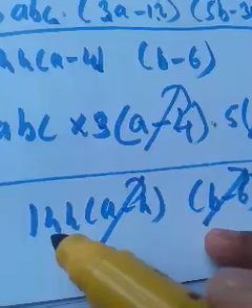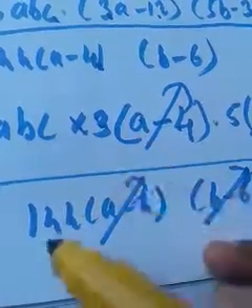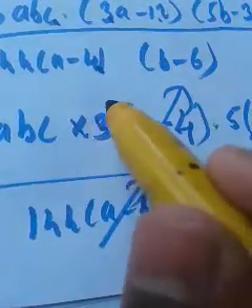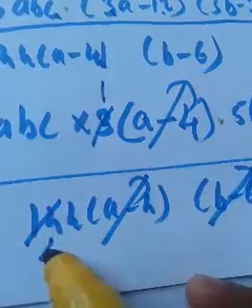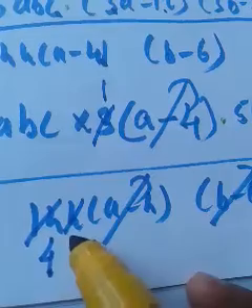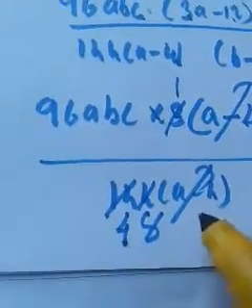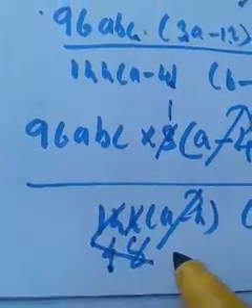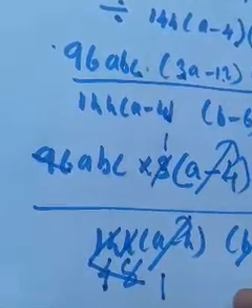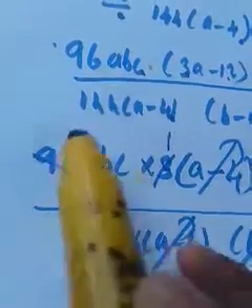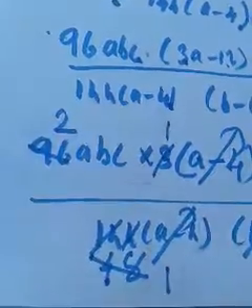This 3 and 144, can you cancel? Of course, by 3 you can cancel both. In 3, how many 3s? 1. In 144, how many 3s? 48. Okay. Now we can cancel this 48 and 96. By 48 you can cancel both. In 48, how many 48s? 1. In 96, how many 48s are there? Yes, you are correct. 2 48s are 96.